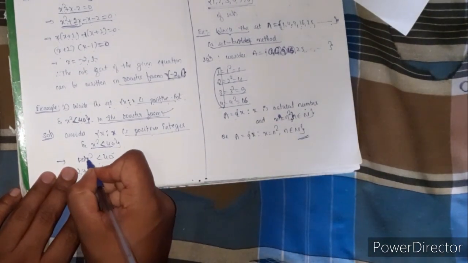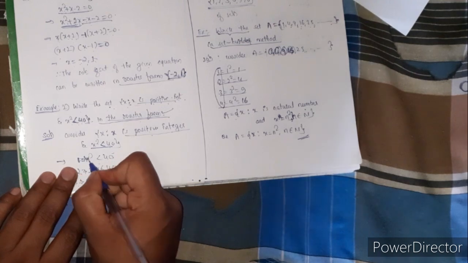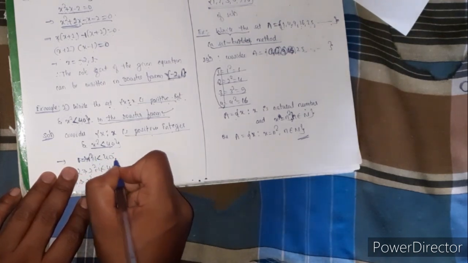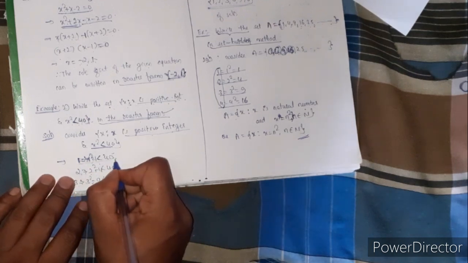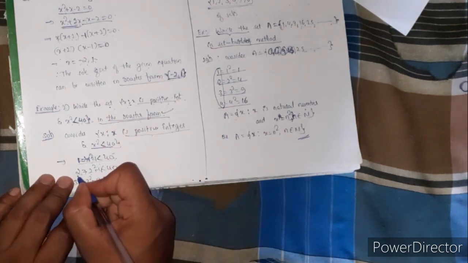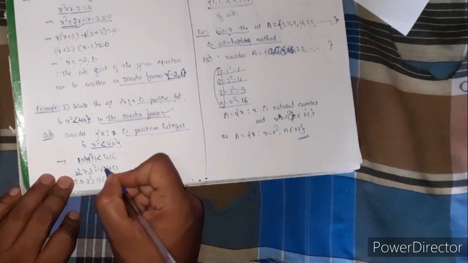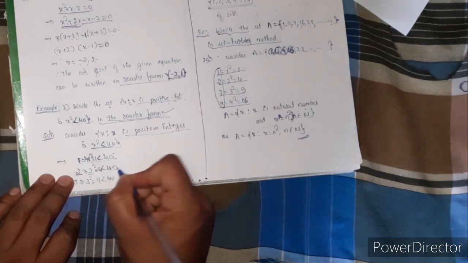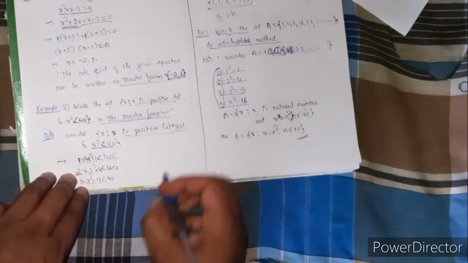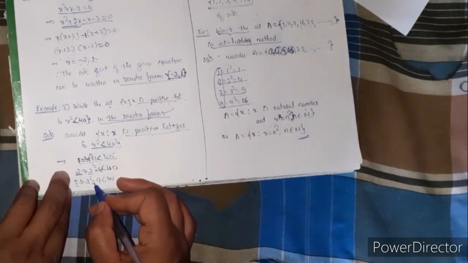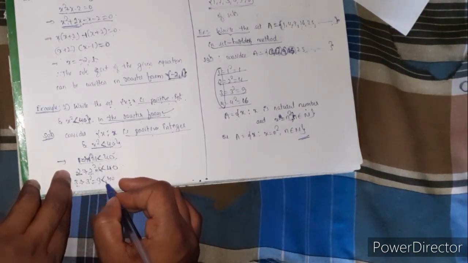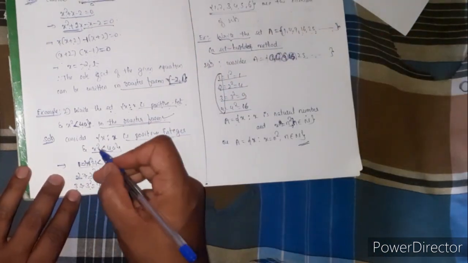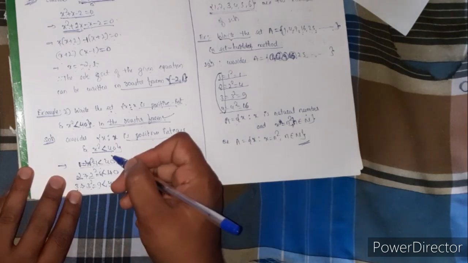So consider 1. If we square it, what do we get? 1. So this 1 is less than 40. So 1 is an element of the set. Second, 2 square equal to 4, and the 4 is less than 40. This is the second element of the set. See, 3 square equal to 9, and 9 is also less than 40. Therefore 3 is also an element of the set.